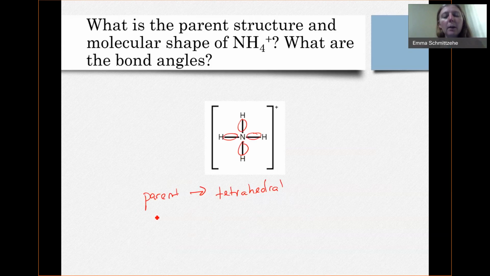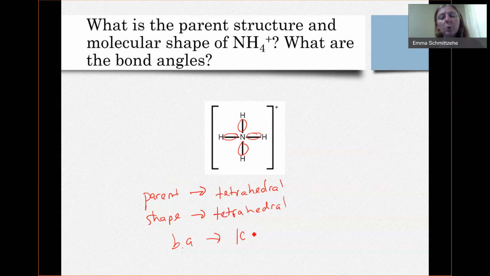And then I want the shape, and every single one of those electron domains is attached to an atom, okay? So all of them are visible, so your shape is the same thing. So it's also tetrahedral. And then the bond angles are going to be the tetrahedral bond angle, so 109.5 degrees. And there's no lone pairs distorting that. So it's just 109.5.